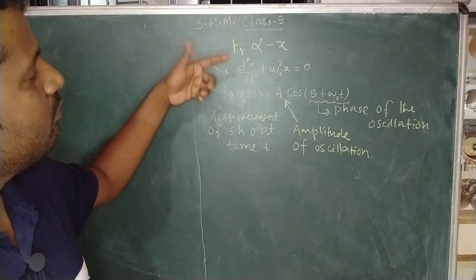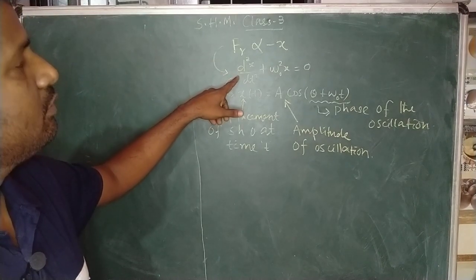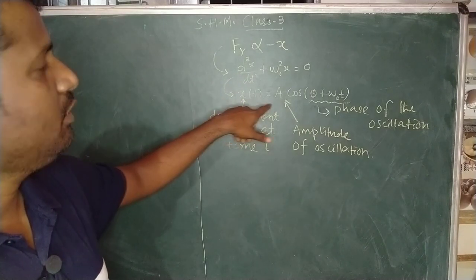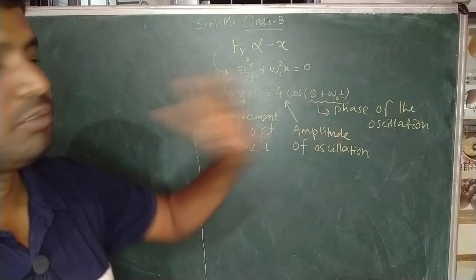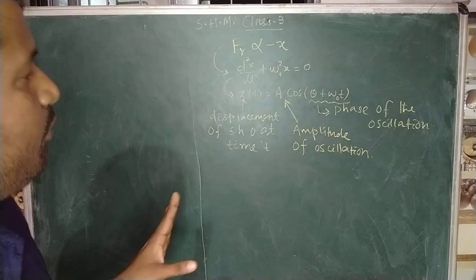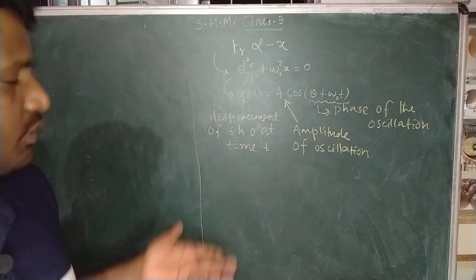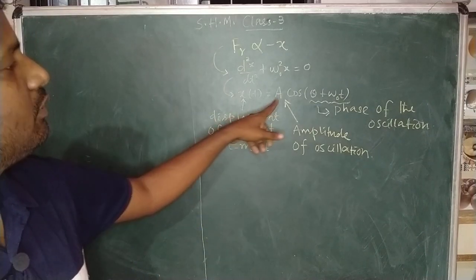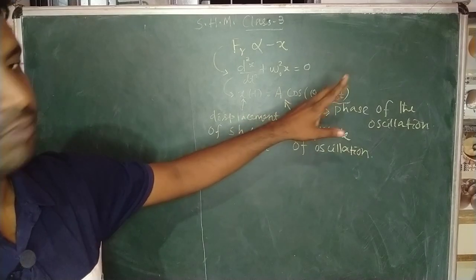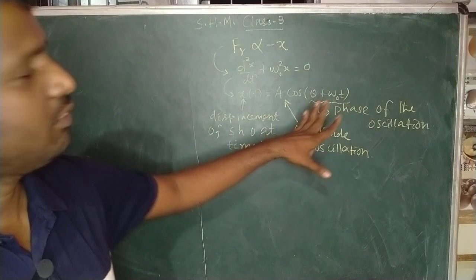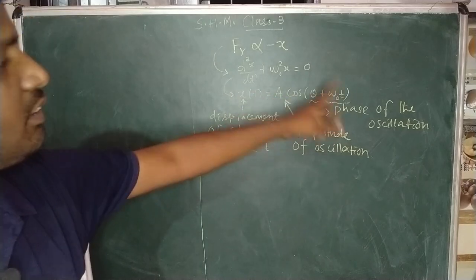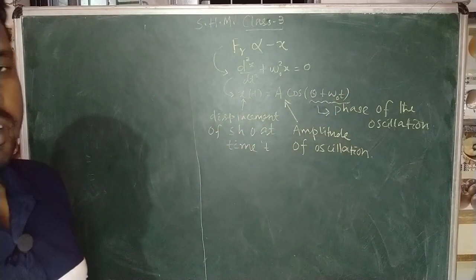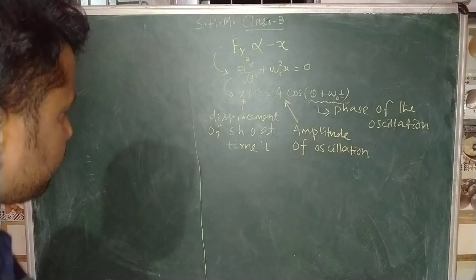Then we tried to solve this differential equation and got this solution: x of t is equal to A cos(theta plus omega naught t). You can yourself find another solution in a very similar manner: x of t is equal to A sin(theta plus omega naught t). This is our cos solution. You can find the sin solution; I have left it as homework, you can try.